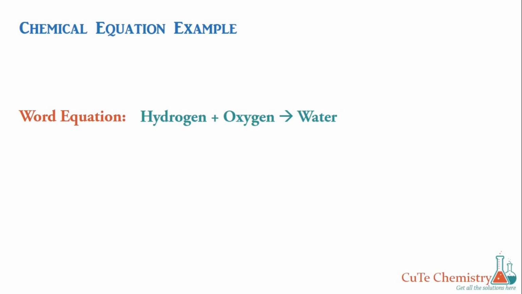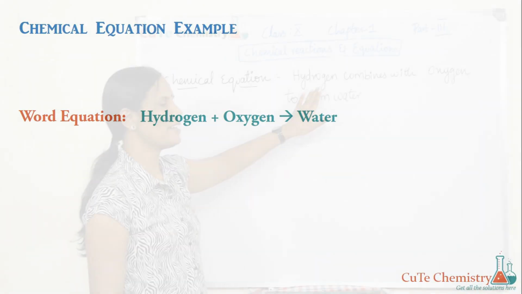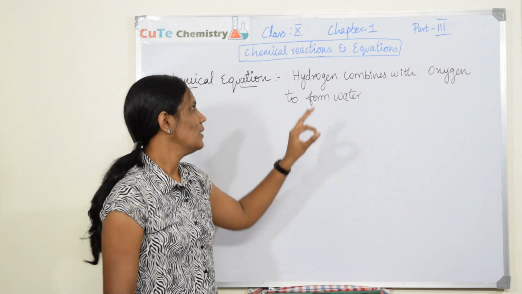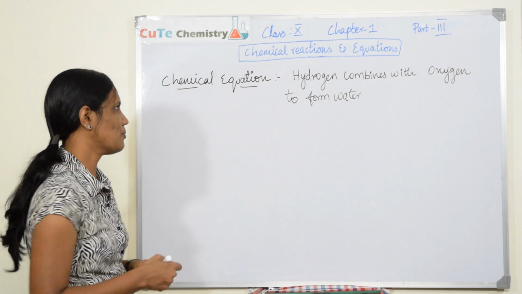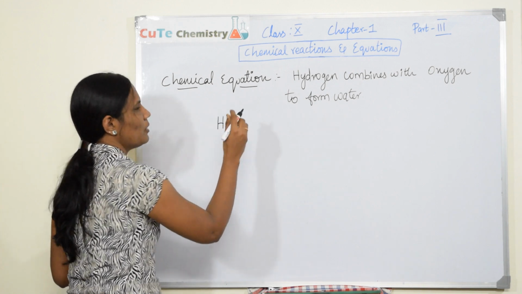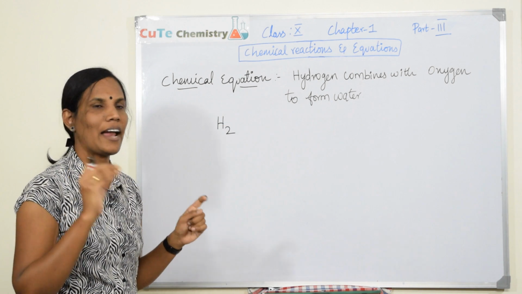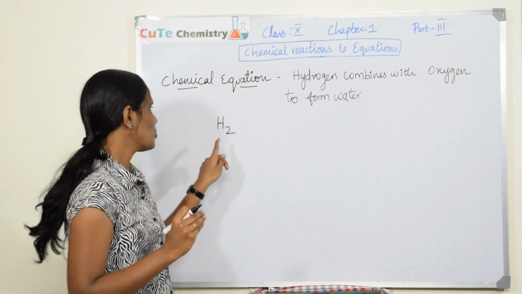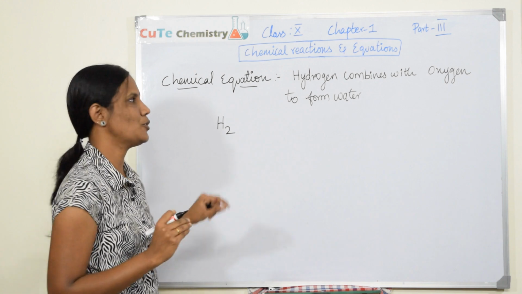Let us take another example. Here hydrogen combines with oxygen to form a water molecule. So let us write the chemical equation for this. Hydrogen, the symbol for hydrogen is H, and hydrogen always remains as a diatomic molecule. So the formula for hydrogen is H2.